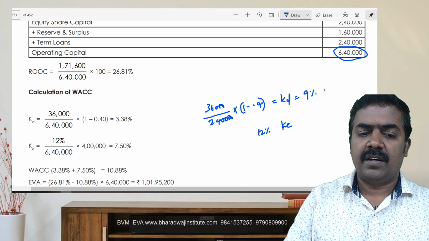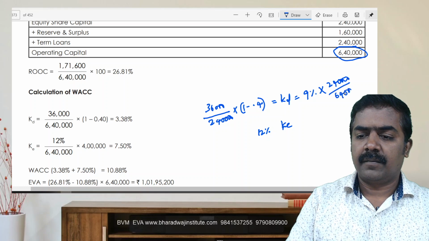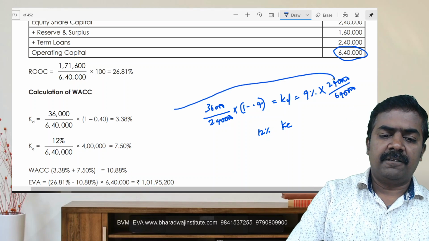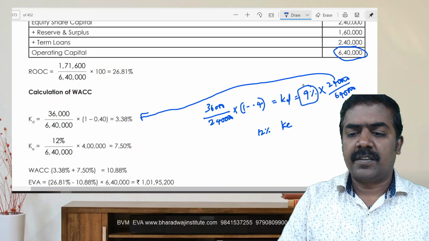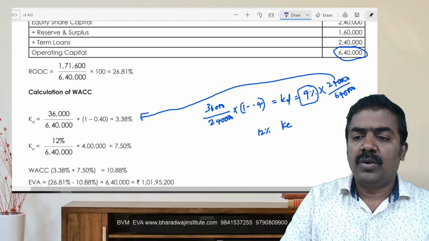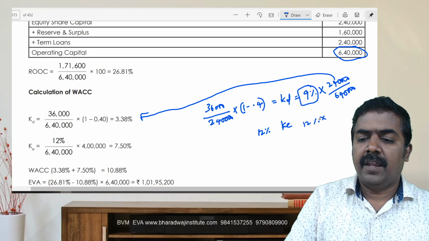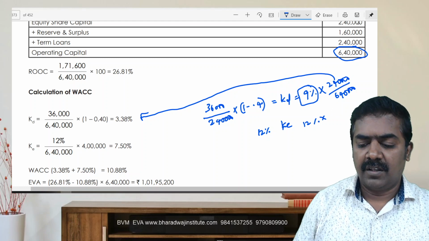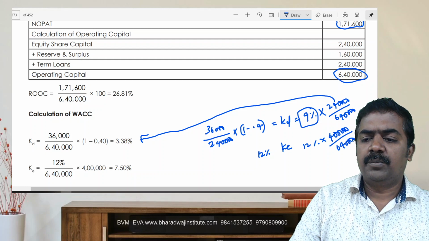KD after tax is 9%. This into proportionate funds employed. What is the proportionate funds employed? 2,40,000 out of 6,40,000. This will give 3.38%. First work out KD after tax, that is 9% into proportionate funds employed, 2,40,000 out of 6,40,000. KE 12% into what is the proportion of funds employed? This 2,40,000 plus 1,60,000, 4 lakhs divided by 6,40,000. I hope they have done it directly.